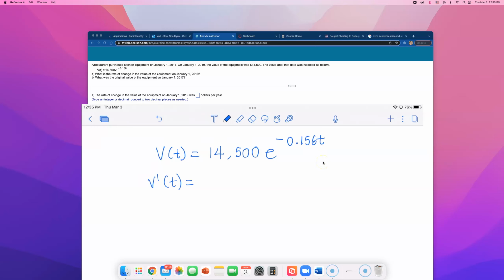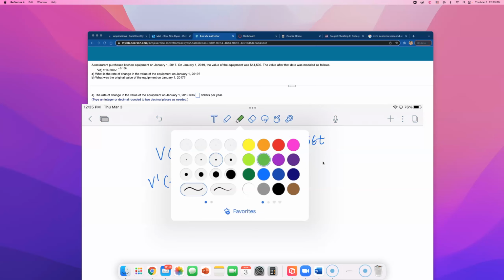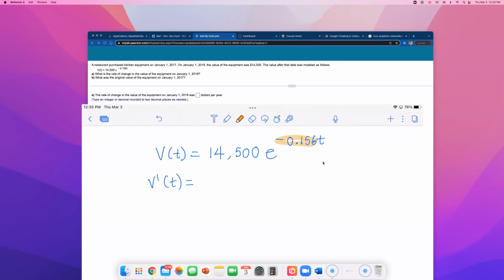So first, remember what we are doing here. We're going to multiply this number by this number. All right, let me get my calculator. I have one on my desk. 14,500 times negative 0.156. That comes out to be negative 2,262. And that's getting multiplied by that exact same exponential term. So that is the derivative function, how fast the value is changing, okay?